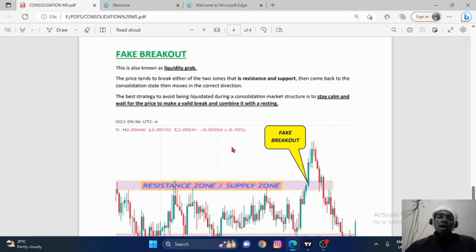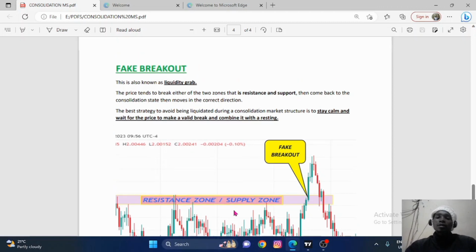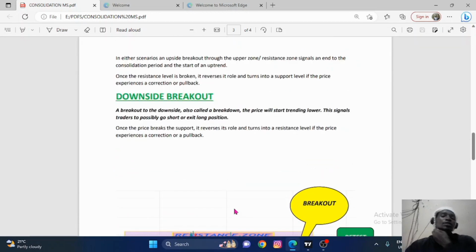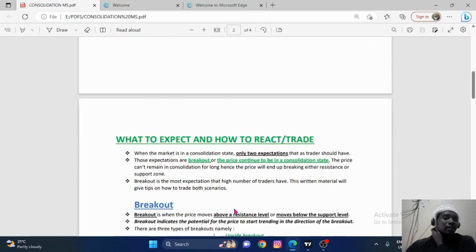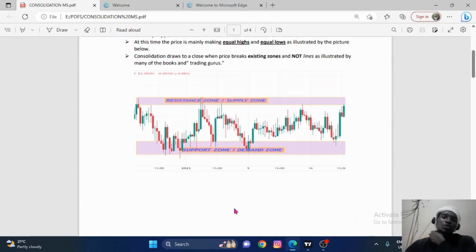Once it comes to the breakout, we have three types: the upward breakout, the downward breakout, and what we call the fake breakout. The upward breakout shows that the market is now ready to move into an uptrend. For the downward breakout, the market is ready to go into a downtrend. The fake breakout is whereby the market runs for your stop loss and then starts going in your direction.